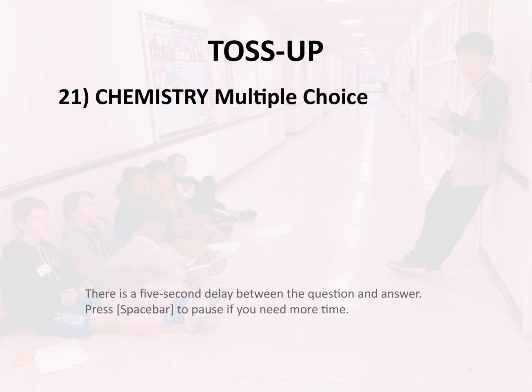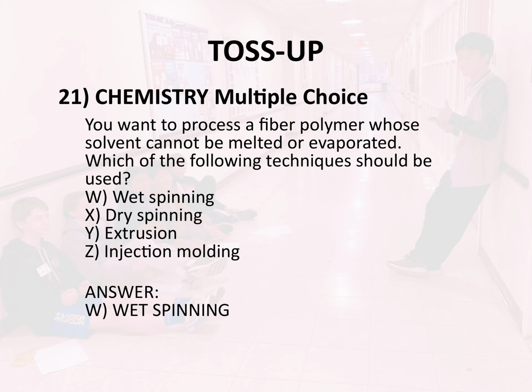Toss-up. 21. Chemistry. Multiple choice. You want to process a fiber polymer whose solvent cannot be melted or evaporated. Which of the following techniques should be used? W. Wet spinning. X. Dry spinning. Y. Extrusion. Answer. W. Wet spinning.